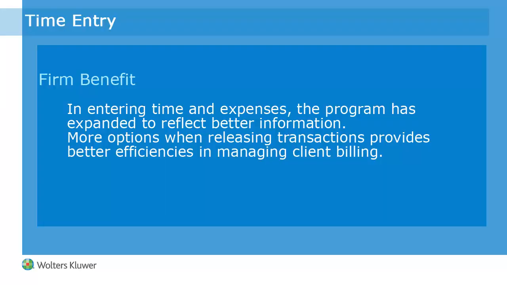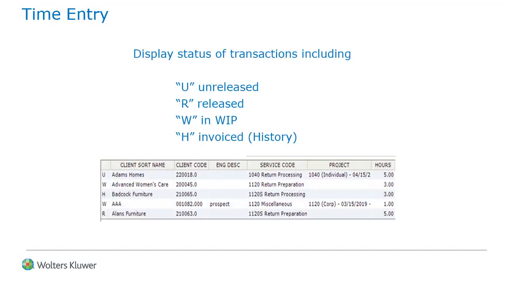In entering time and expenses, the program has expanded to reflect better information. More options when releasing transactions provides better efficiencies in managing client billing. Now when employees look at any day on their calendar, they can see the status of the transactions that they entered. This includes transactions that are now in work in progress, those that have been invoiced, in addition to the transactions that have not been released or just released.